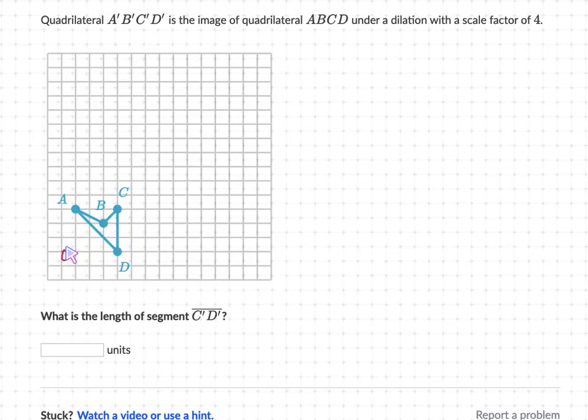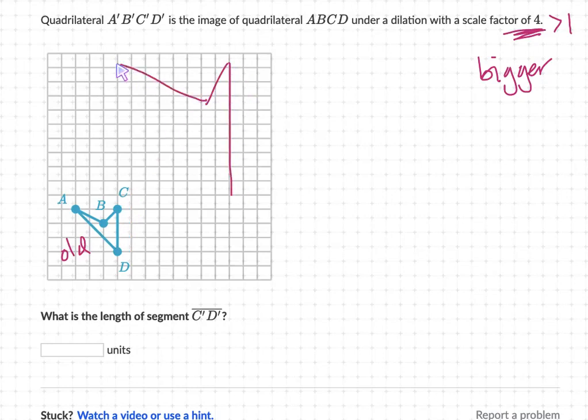Let me actually write it on the side over here. And then they're going to create a new one with a scale factor of 4. So this is a number that's greater than 1. So that means it's going to become bigger than the original, which is good because I can't imagine this becoming any smaller. Okay, so for this case, I wouldn't even sketch it, although it would look much bigger, right? That's just a sketch. If they want to figure out the length of segment C prime, D prime, it's going to be this length right here.